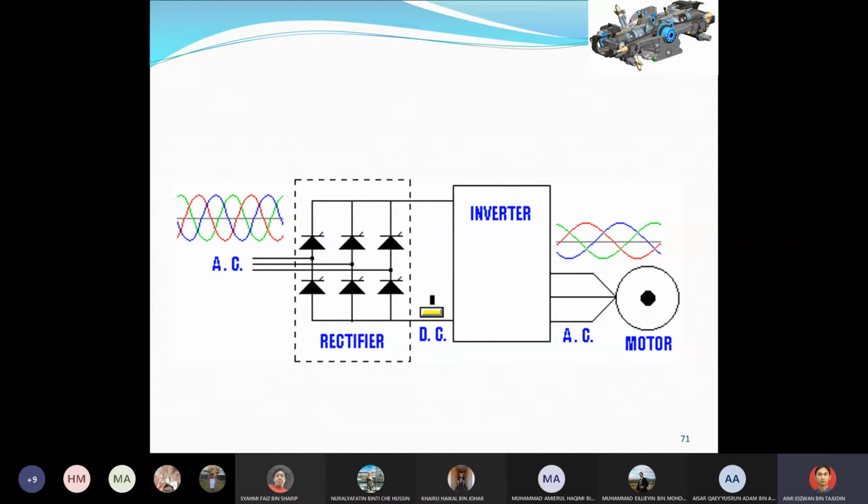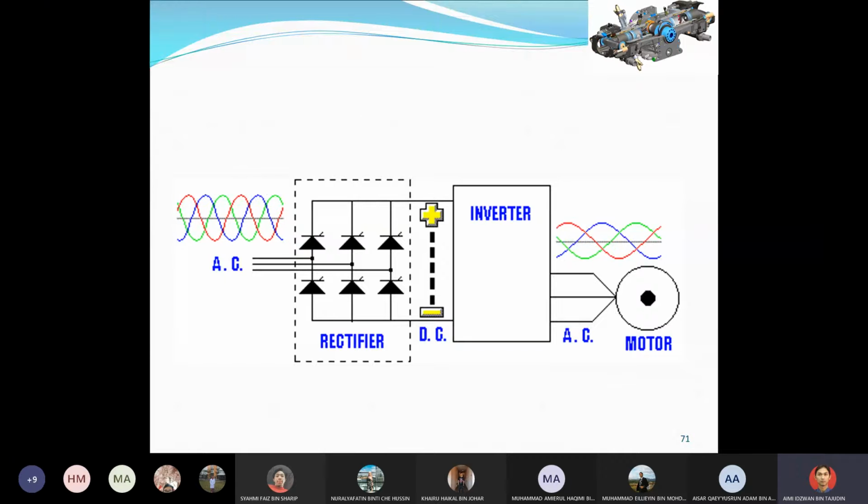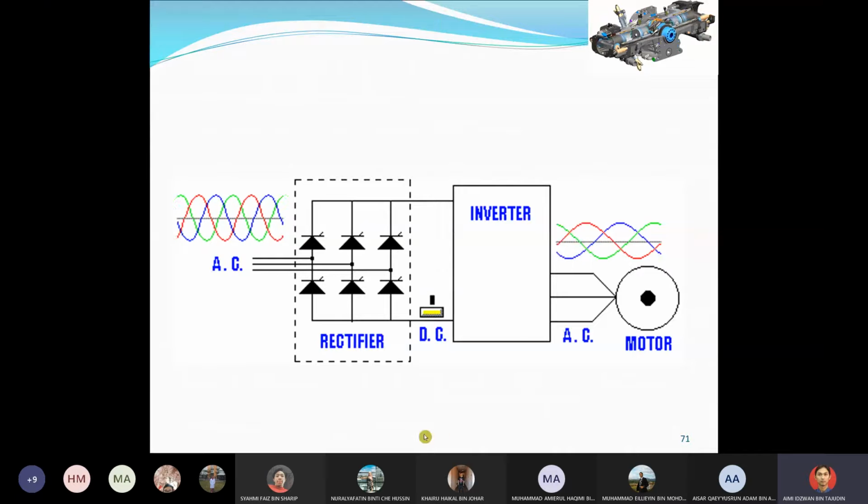So that's why when we talk about the VFD, VFD is a device. Kita panggil sebagai inverter device that consists of the rectifier as well as the inverter. So VFD ni memang the whole setup lah, kita ada dua-dua. But when we talk about inverter, macam saya cakap tadi lah, inverter device is just DC to AC. Okay, so dia dah explain kepada kamu.